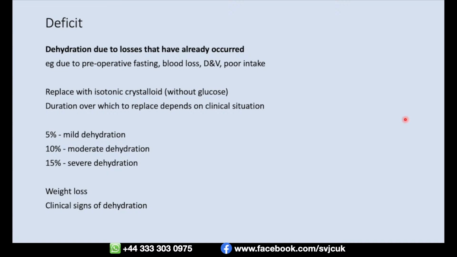Again, we want to be replacing this deficit with isotonic crystalloid, so that's normal saline or a balanced crystalloid without glucose. And the duration over which to replace will depend on the clinical situation. We've already said that if the child is shocked, we'll be giving a fluid bolus. So sort of implicitly, this isn't such an urgent situation. And normally a deficit would be replaced over a number of hours or even a couple of days.